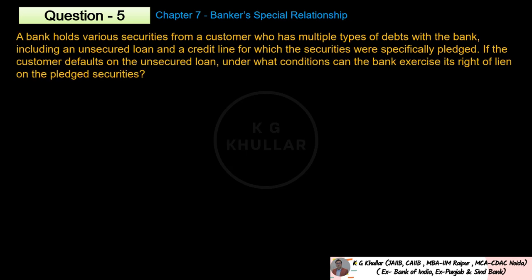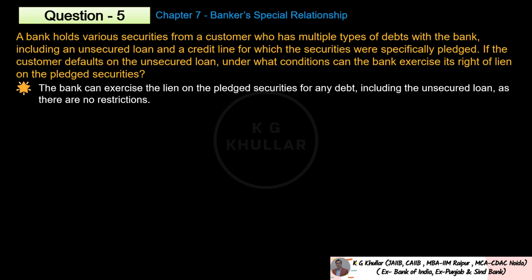The next question is from chapter 7, that is banker-customer relationship. And the question goes like this. A bank holds various securities from a customer who has multiple types of debts with the bank, including an unsecured loan and a credit line for which the securities were specifically pledged. If the customer defaults on the unsecured loan, under what conditions can the bank exercise its right of lien on the pledged securities? And these options are given to you.